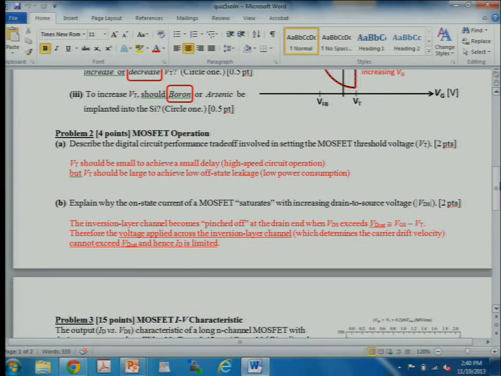The second part of the MOSFET qualitative question was, okay, explain why as you increase the drain voltage, the on-current saturates. So as long as you say something about that the voltage that you can apply across the inversion layer is limited, because basically, eventually, if you increase the drain voltage too much, you'll pinch off the channel. So that limits the total amount of voltage you can apply across the inversion layer to induce higher and higher drift velocity. That's basically the answer. Okay? Any questions or alternative ways to explain your answers for the second problem?